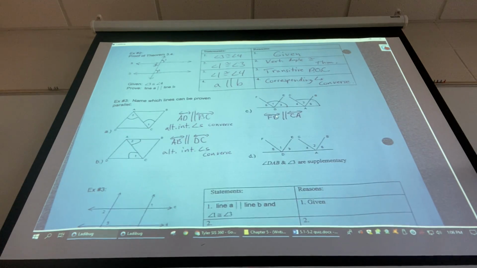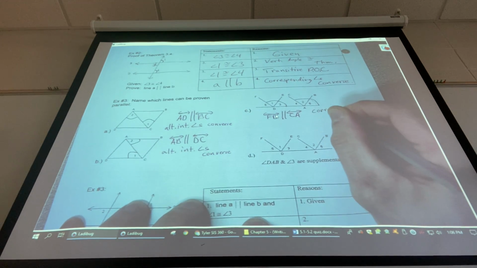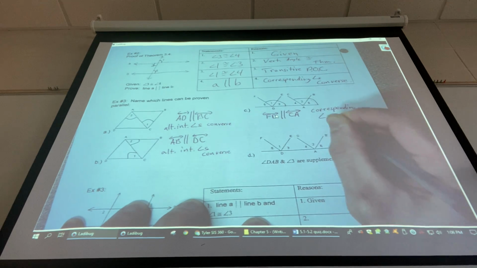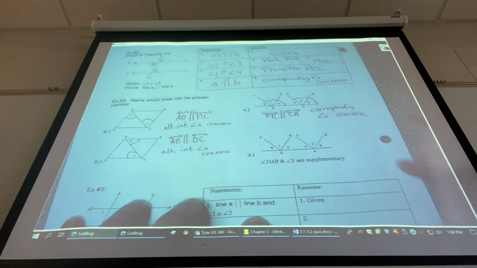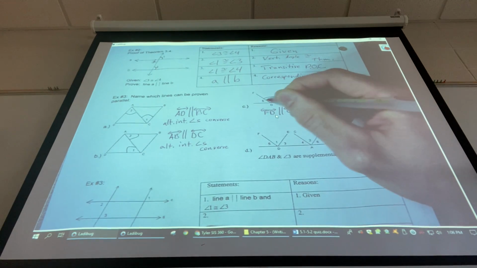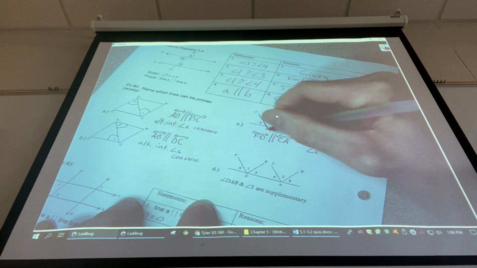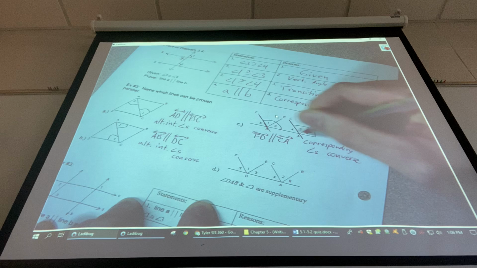Well, if we're able to say that they're parallel, we should probably have a reason for saying that. What's your reason? Corresponding angles converse. Yeah, corresponding angles converse. These are in the same location as these. Don't be afraid to draw a little bit extra on there. It helps you to see, oh yeah, those are in the same place.